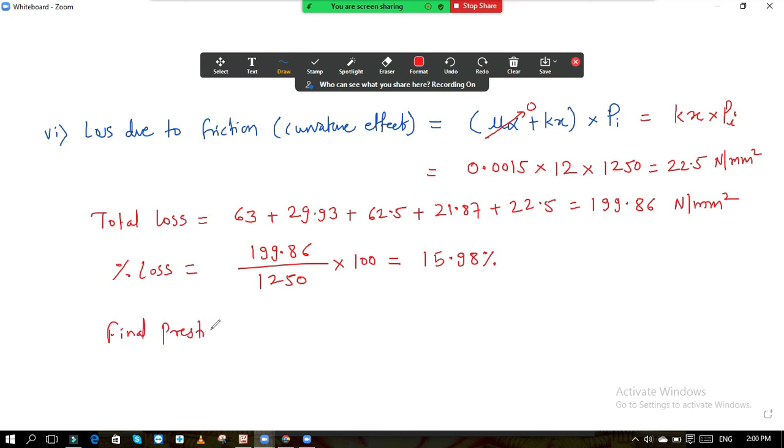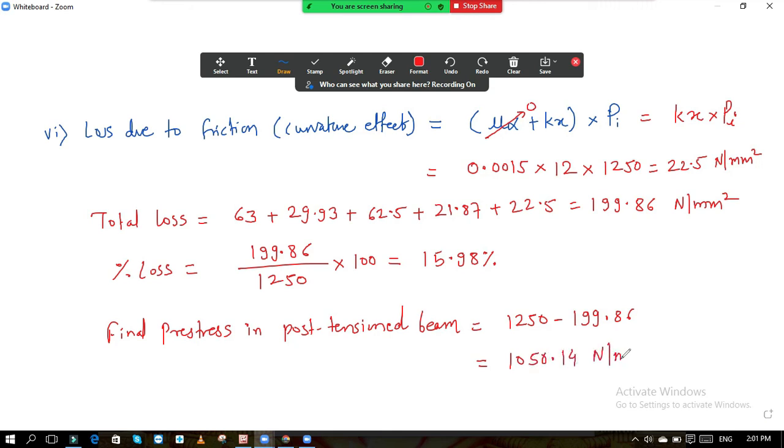Okay, so here I will write final pre-stress. This is not asked, but I am telling you anyway. Final pre-stress in a post-tension beam is equal to the initial pre-stress, 1250, minus the loss, 199.86. If you calculate, it is roughly 1250 minus 200, near about 1050.14 Newton per mm square.